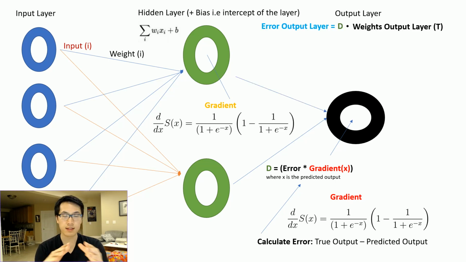And then the next step after that is we need to calculate the error for the output layer, and we do that by multiplying the d value over here by the weights of our output layer, so the weights over here.